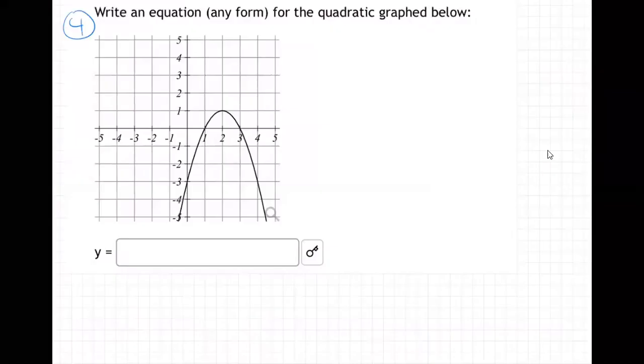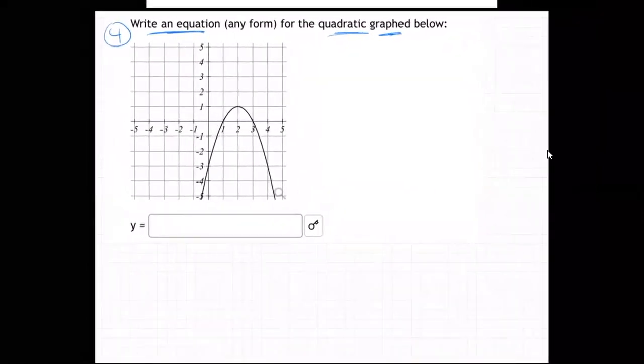Okay, so on this one, they're wanting us to write an equation for the graph below. How are we going to do that? Well, we can kind of just work backwards on what we were just talking about. You know what I mean? Let me give you an equation to help us work backwards.